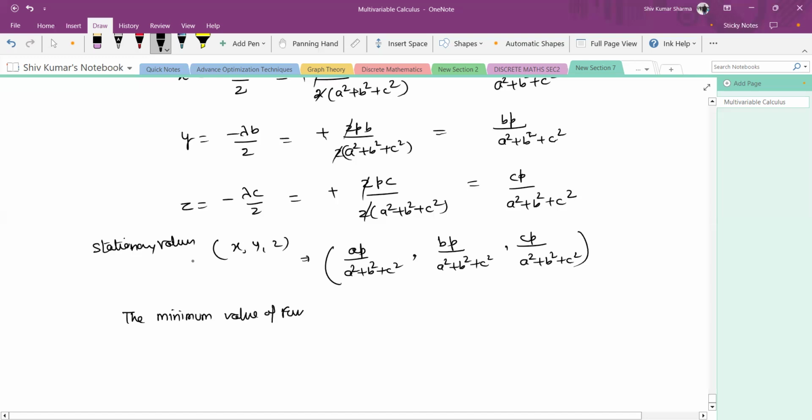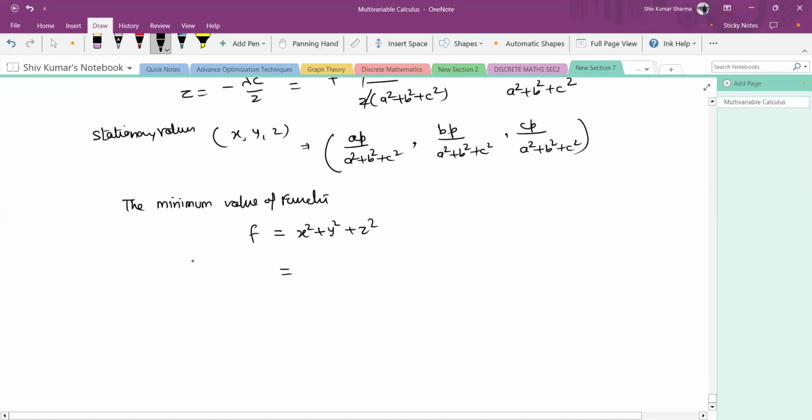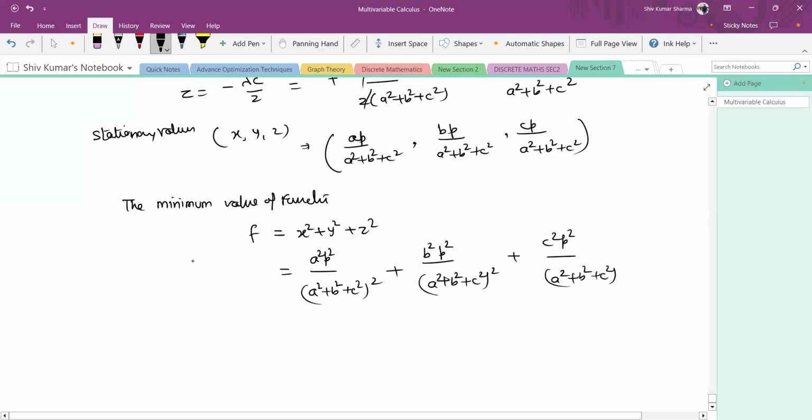Minimum value of function f is equal to a square x square plus y square plus z square. So we put the value of x, y, and z in this function. This gives us a square p square upon a square plus b square plus c square to the whole square, b square p square upon a square plus b square plus c square to the whole square, plus c square p square upon a square plus b square plus c square to the whole square.